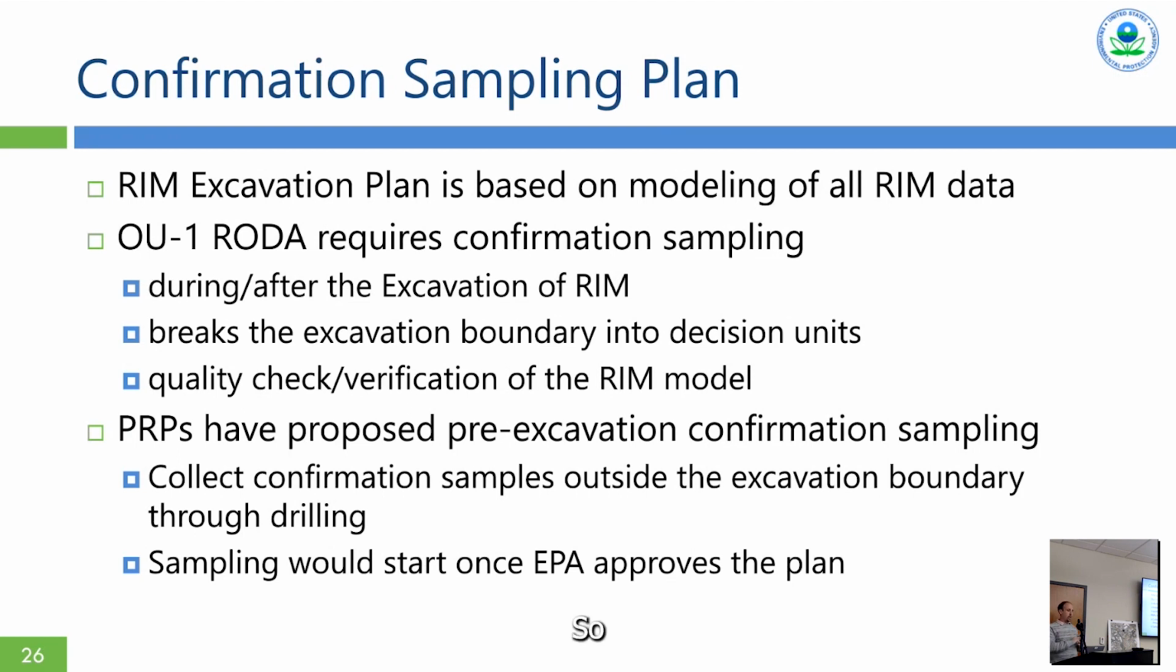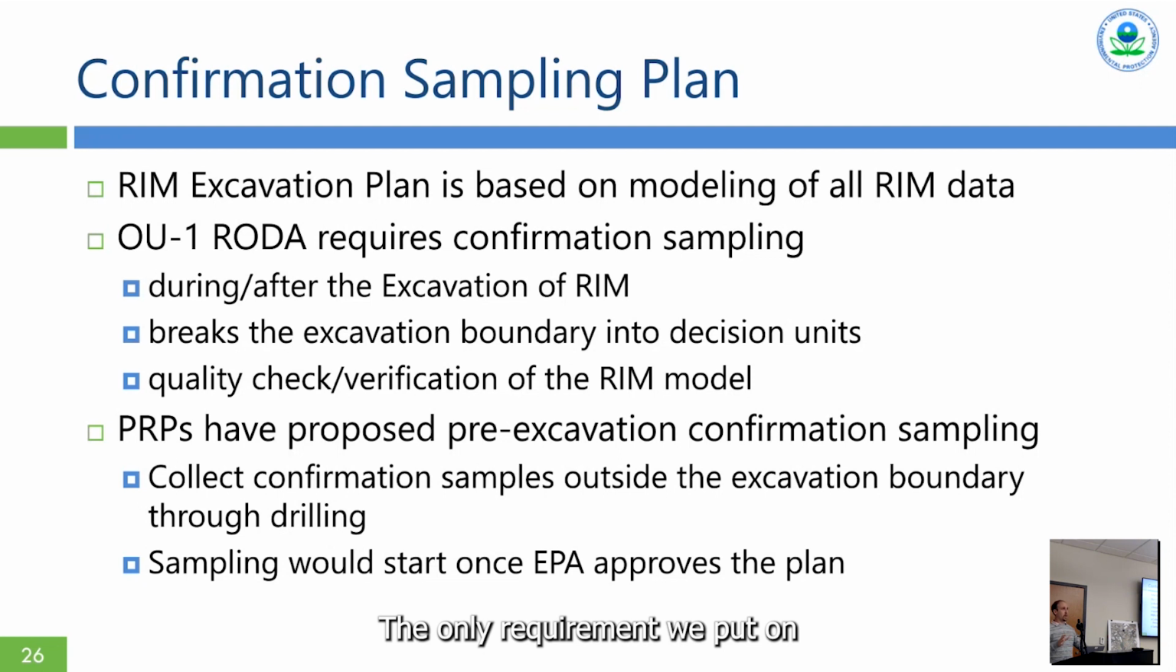Okay, I know all of you probably have an idea of what confirmation sampling is at most sites. What is it for? I wanted to cover this quickly. We don't need to spend a lot of time on the site, but the excavation at this site is being designed based on a model. Yes, from all the data we've collected, and we have quite a bit of data now from the landfill and where the rim is, but it's still a model. Models are not perfect. So the RADA required a confirmation sampling program as that quality check or verification on that modeled estimate of where rim needed to come out of the ground and be shipped off site.